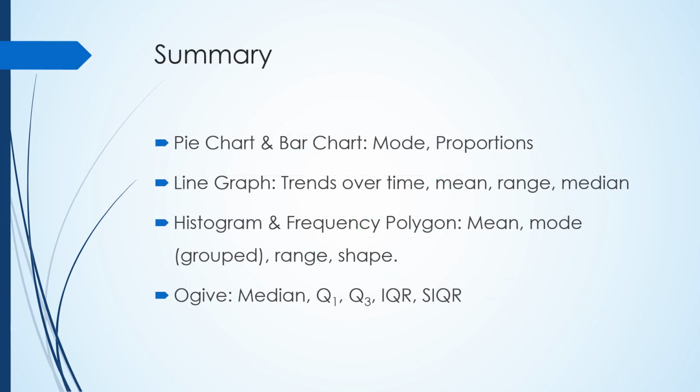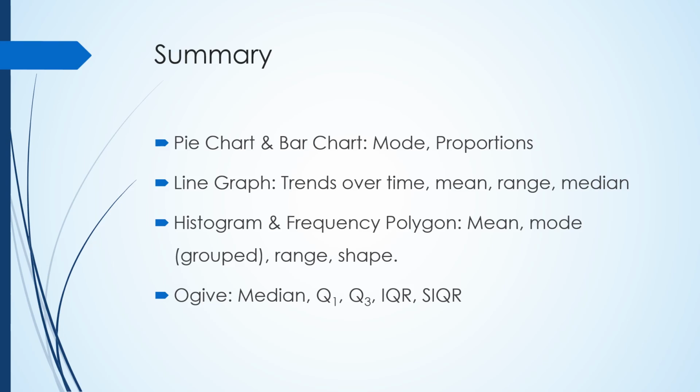Let's recap what we've covered across these diagrams. Pie charts and bar charts work best for categorical data, where the mode is the category with the highest frequency. While the mean and median are usually not applicable, these charts help visualize proportions. Line graphs are useful for tracking changes over time, allowing us to identify trends, range, and even compute the mean or median when treating data points as numeric values.